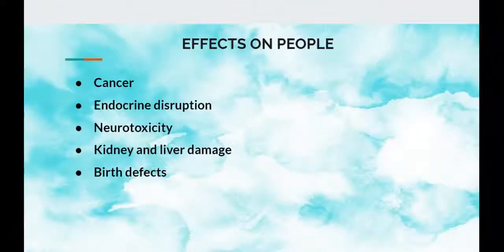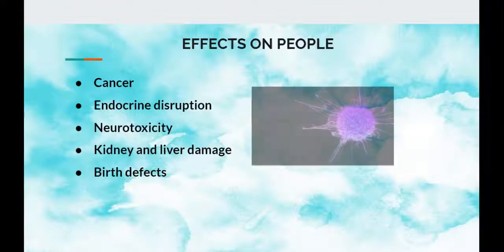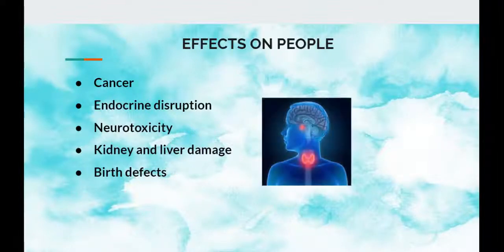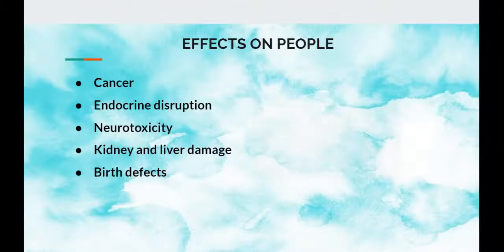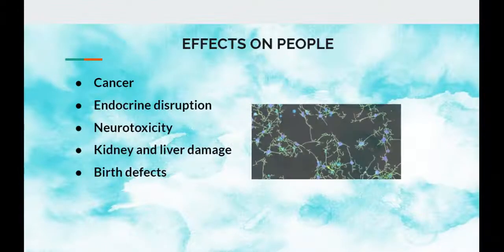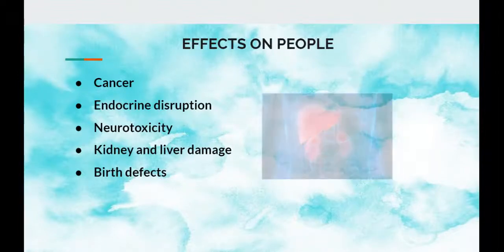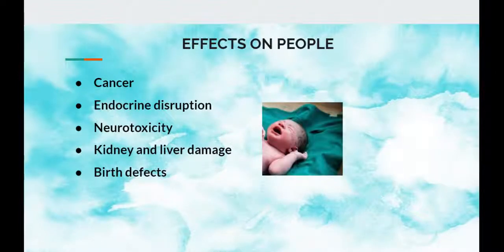Pesticides can affect people in a lot of ways. Exposure of pesticides to people can be linked to cancer, endocrine disruption, neurotoxicity, kidney and liver damage, and birth defects.